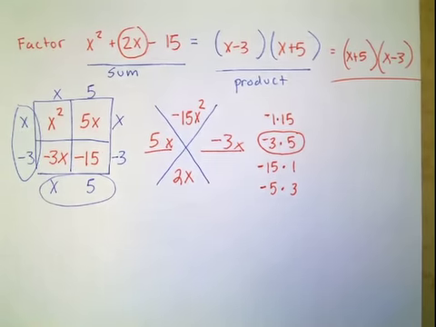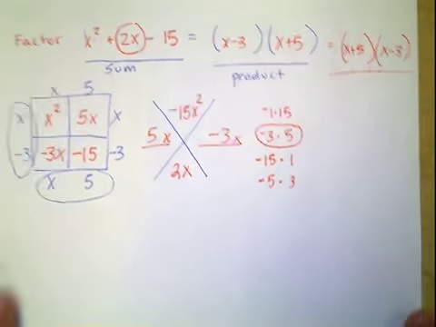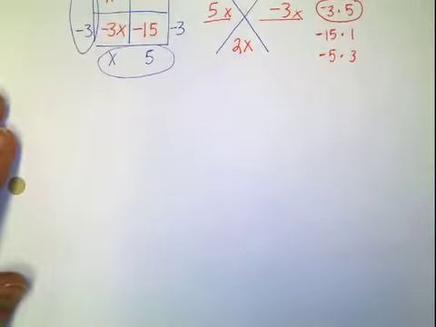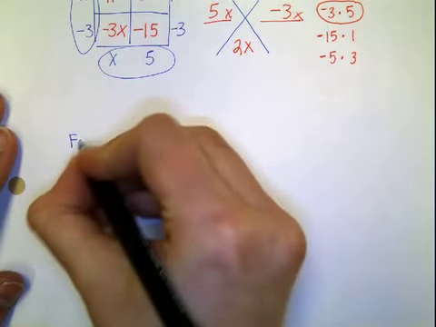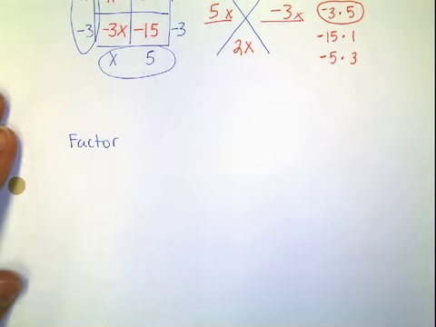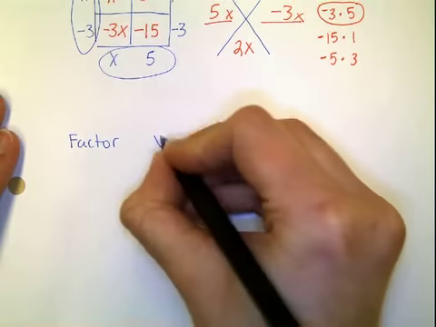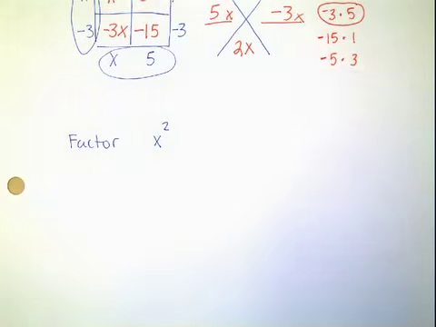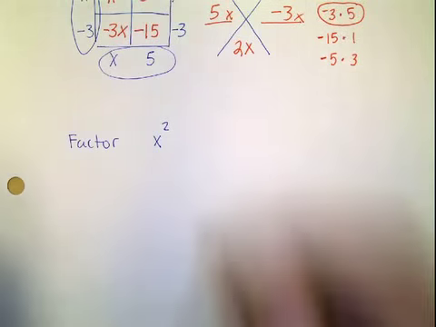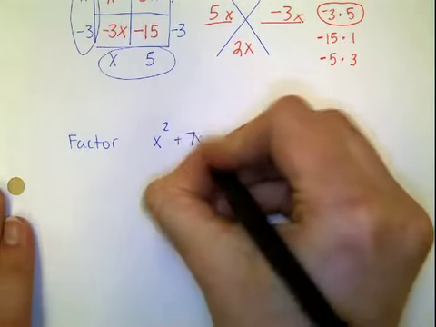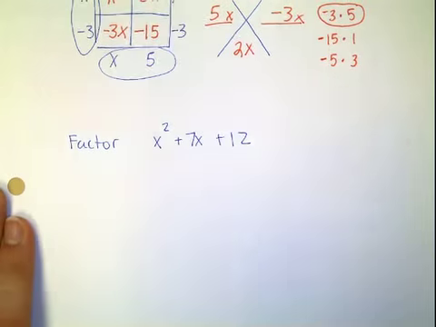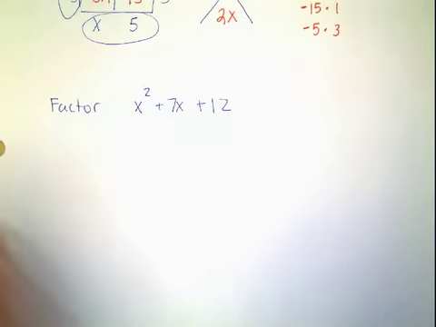So now you try one and do a little bit of practice here down below. Let's factor x squared plus 7x plus 12. So pause the video and try it by yourself first. See if you got this down.